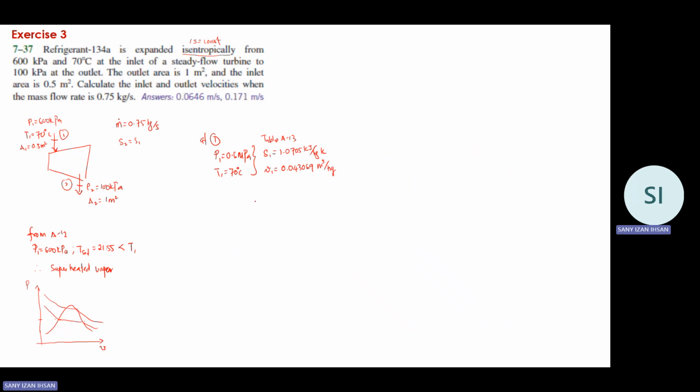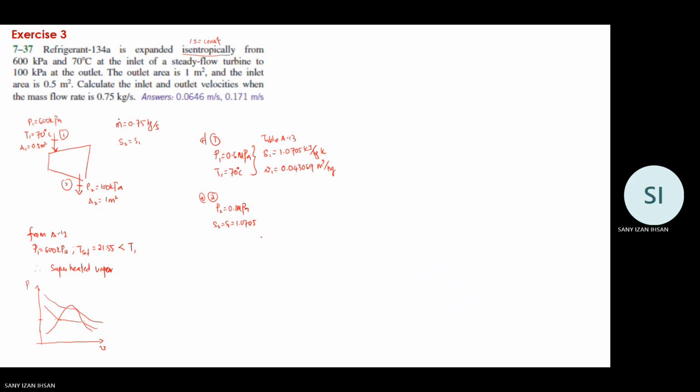All right, so we have these two pieces of information. We need V because we need to find velocity anyway. We need S because we know S2 is equal to S1. So then this will be the information to get to our state 2. At state 2, we are given the pressure, which is P2 equals 100 kilopascal or 0.1 megapascal. And then S2 equals S1, which is equal to 1.0705 kilojoule per kilogram Kelvin.